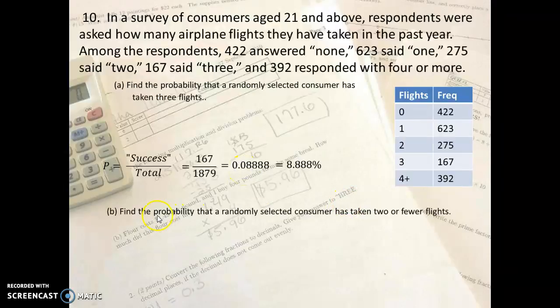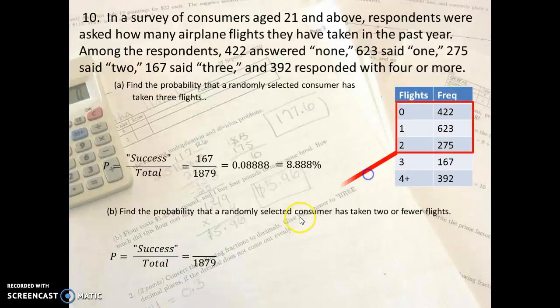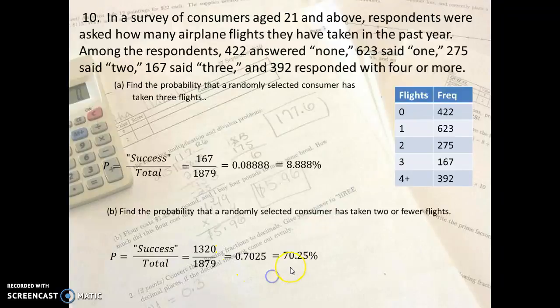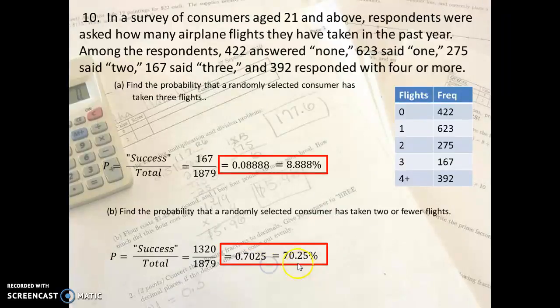Another version of this, very similar, probability. So I know it's going to be a fraction. 2 or fewer flights. Well, okay, first of all, I know the total. That's still the same. Success in this case, what does it mean to be a success? 2 or fewer flights, all of those people. So just add them up. 1,320 goes on top of the fraction. Calculator, thank you very much. Move the decimal 2 places, I get a percent. You give me either answer, I'm fine. That is your probability, the process to get probabilities.